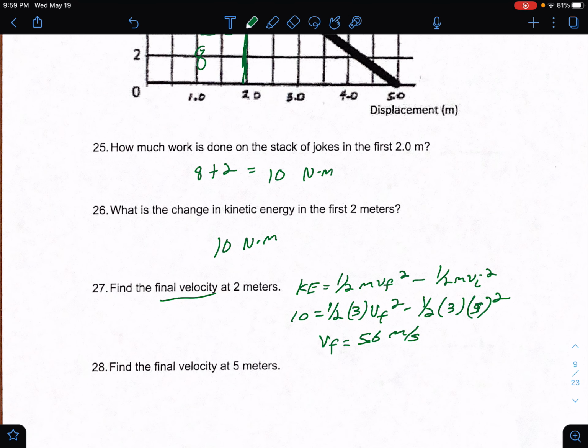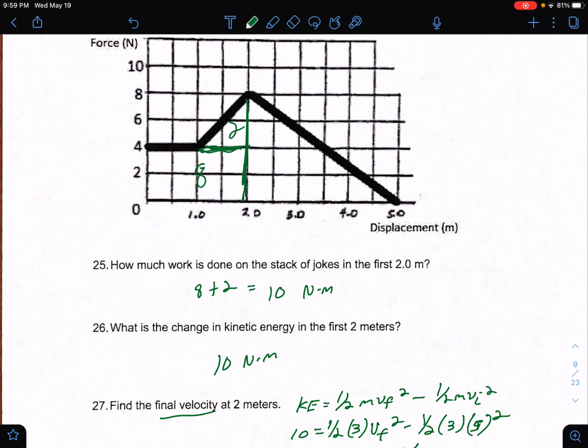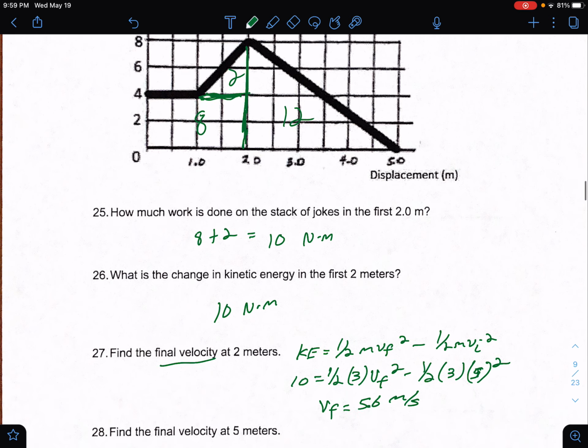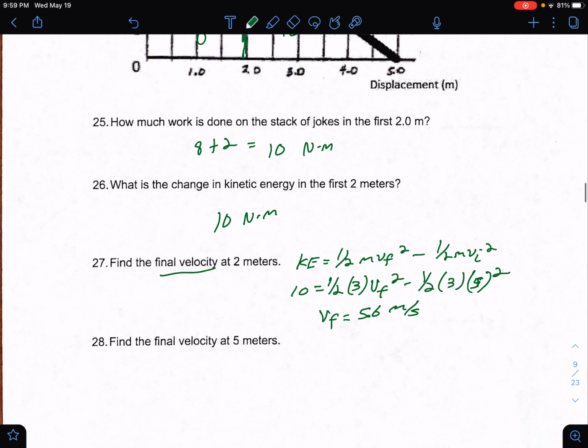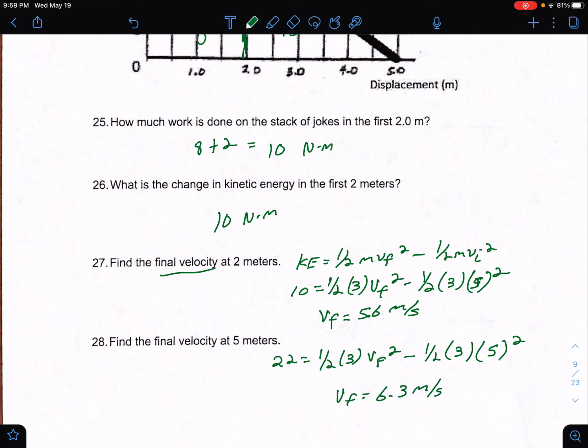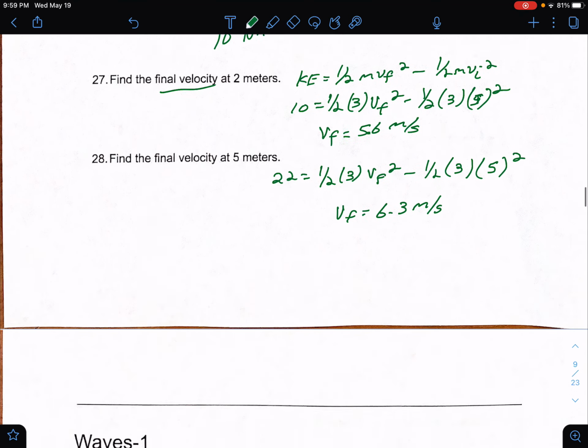For the final velocity at 5 meters, what I'd do is just find the area of the rest of the curve. This comes out to be 12 if you did 1/2 base times height of that triangle. So that means my total kinetic energy is going to be 22. And it's just going to be the same thing. 1/2 my mass, which is 3, V final squared, I don't know, minus 1/2 my mass, which is 3, and my V initial is still 5, and that's squared. So you're going to get VF by itself, and if you do it correctly, you should get 6.3 meters per second. If you're not getting that, just check your algebra and make sure you're doing everything correctly.